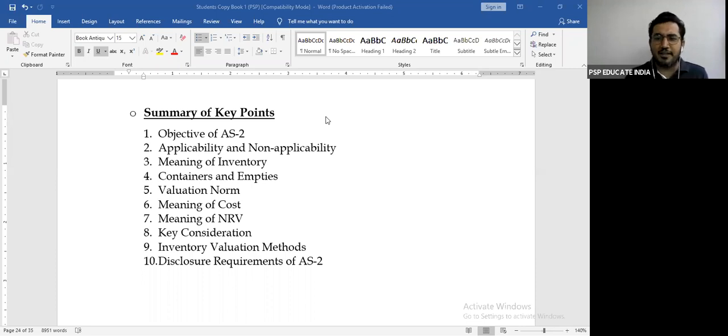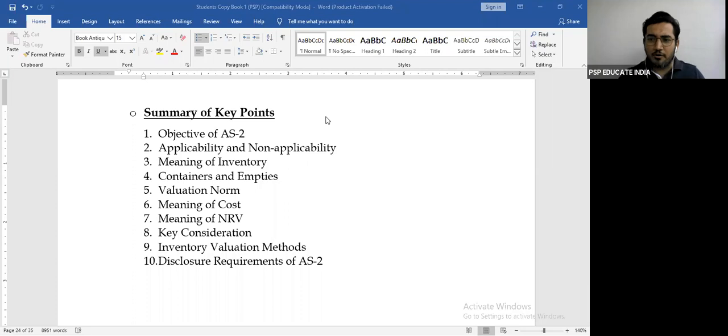If your inventory is a qualifying asset within the meaning of AS-16, then the interest cost will also be added in that case. Then we did cost of purchase will exclude refundable taxes and duties, trade discount, rebate, duty drawback, and other similar items. So that also we deducted. Then we saw cost of conversion. When you convert raw material into final product, you have direct labor, variable production overheads, and fixed production overheads.